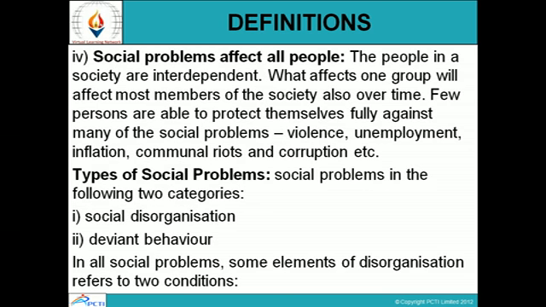Social problems affect all people. The people in a society are interdependent. What affects one group will affect more members of the society also over time. Few persons are able to protect themselves fully against many of the social problems: violence, unemployment, inflation, communal riots and corruption, etc. Types of social problems.